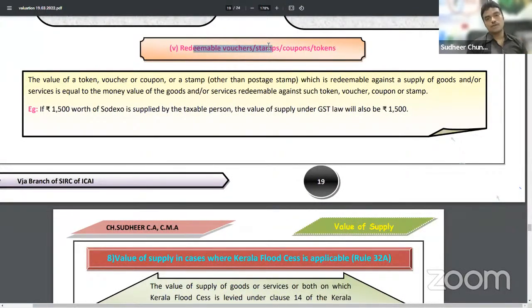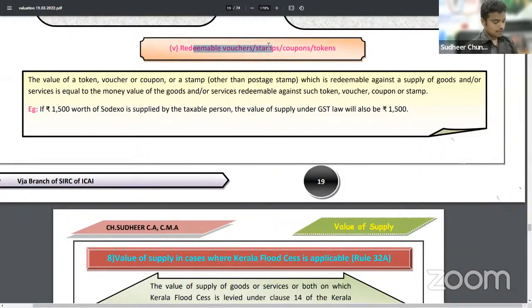Redeemable vouchers or coupons. Sir, what do you mean by the term redeemable vouchers or coupons? Sir, redeemable vouchers means, yesterday in the chapter time of supply we have already discussed, any coupons or vouchers that were given. So what is the time of supply? When we know against which product this coupon can be used, then at the time of issue itself GST is required to be paid. When we don't know against which item to redeem, then at the time of redemption we need to pay GST on vouchers and coupons.